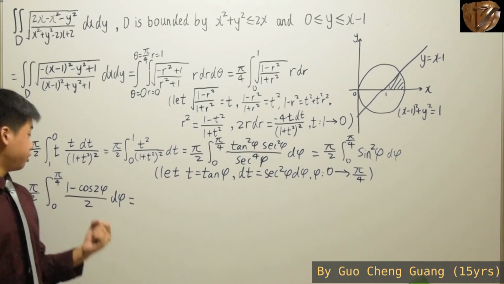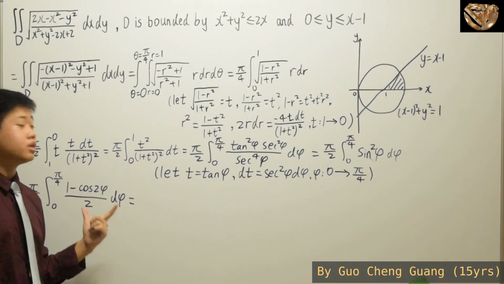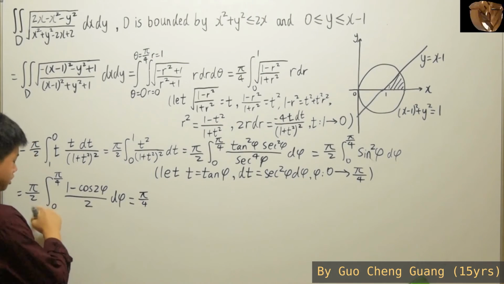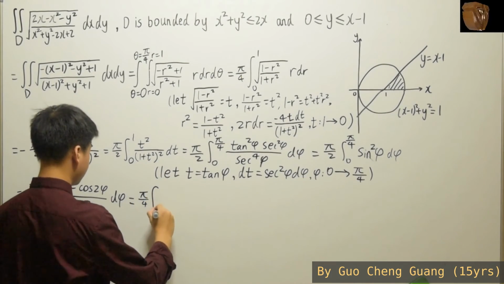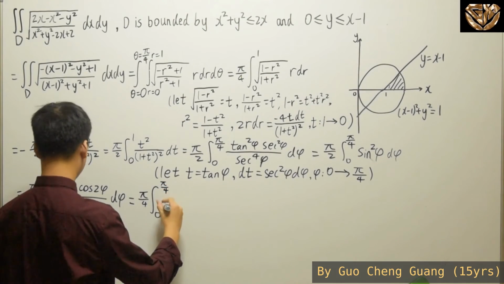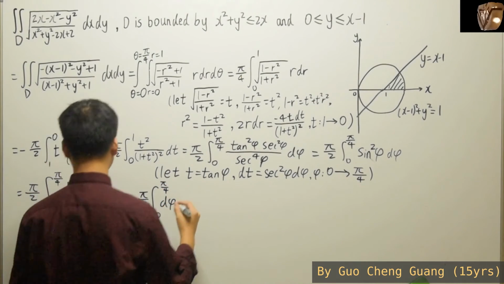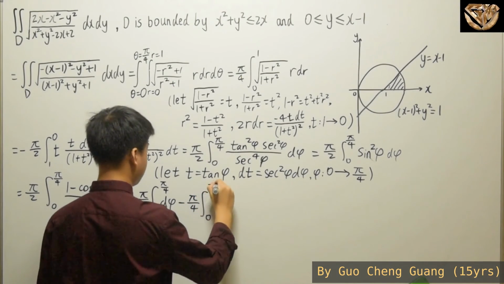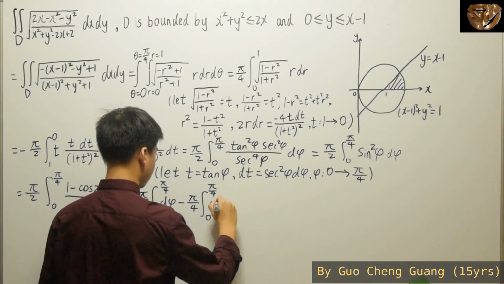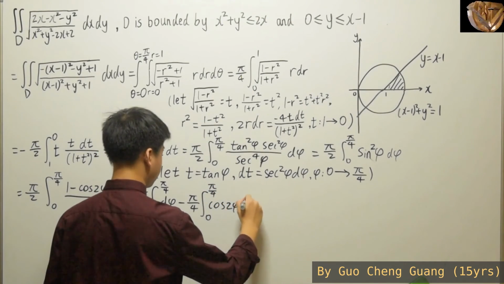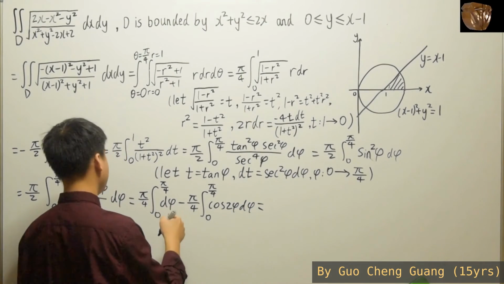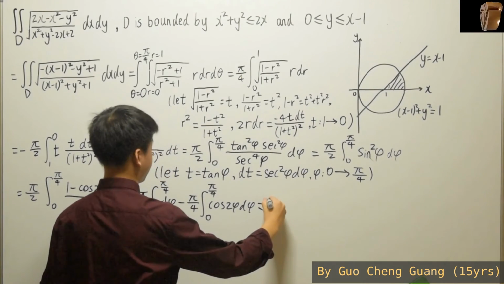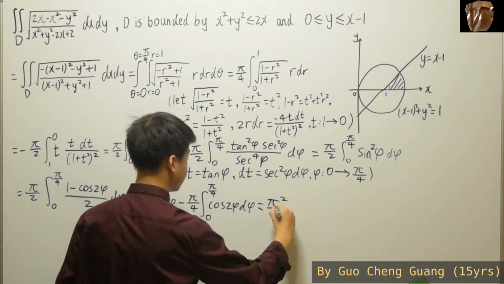Right, so now we will separate this into two different integrations. The first integration you're going to have is pi over 4, since this 2 you can just take outside. So pi over 4, integrate from 0 to pi over 4, you will have d phi. Or for the second one, you have minus pi over 4, integrate from 0 to pi over 4, cosine 2 phi d phi. The first one will just be phi. So you're going to have pi over 4 times pi over 4, which is pi square over 16.